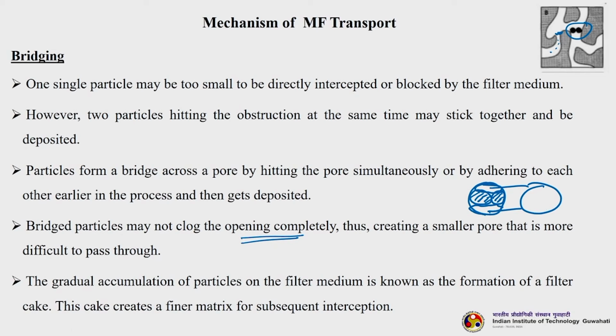So it is not that bridging is always blocking the entire pore mouth, it is mostly reducing the pore mouth size. Thereby the efficiency of the membrane decreases and the permeation rate decreases. The gradual accumulation of particles on the filter medium is known as the formation of a filter cake. This cake creates a finer matrix for subsequent retention.